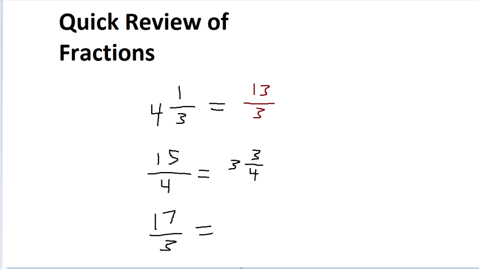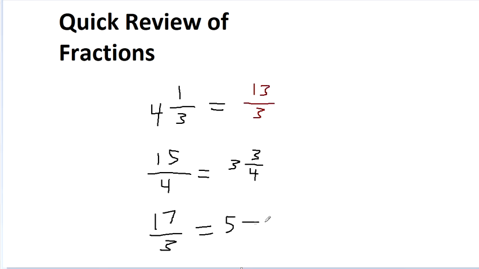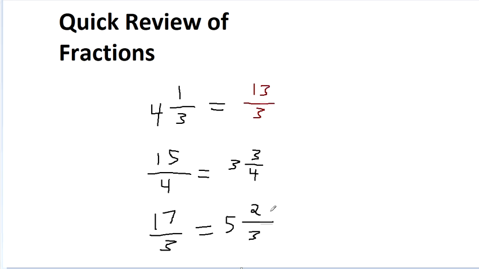If I want to convert that to a mixed number, 17 divided by 3 gives me 5.66. So I'm going to say 5, here's 3 in the bottom of the fraction. To find out what is left over on the top of that fraction, take out the decimal part. Whatever's left over, multiply that to the denominator, the number that's in the bottom. So 17 over 3 is 5 2/3.